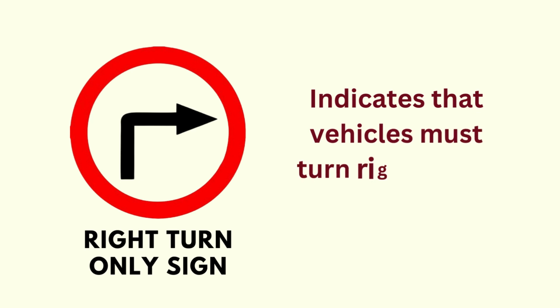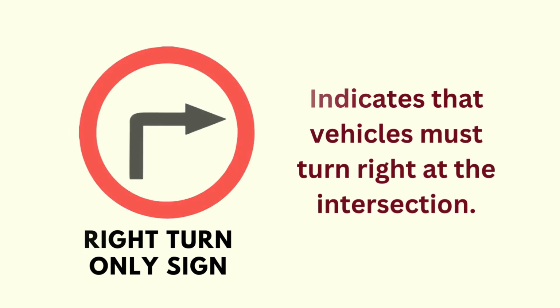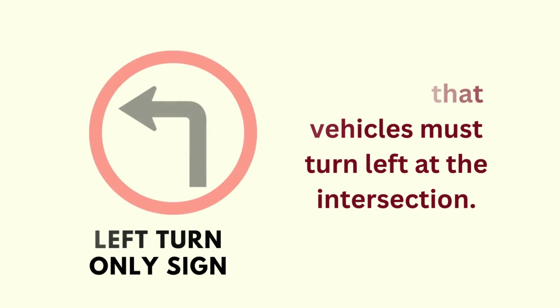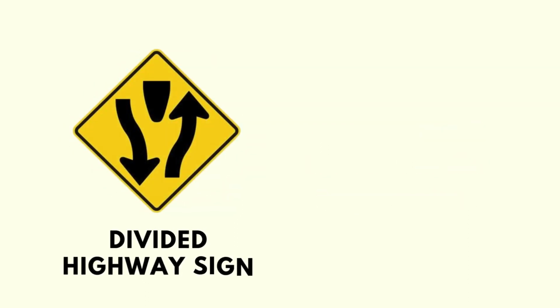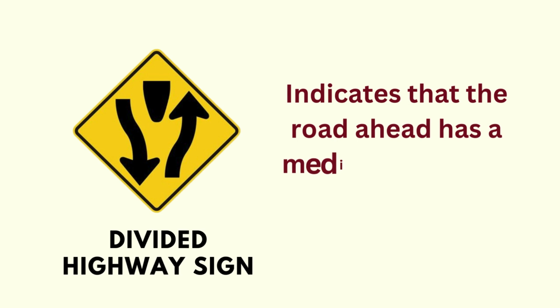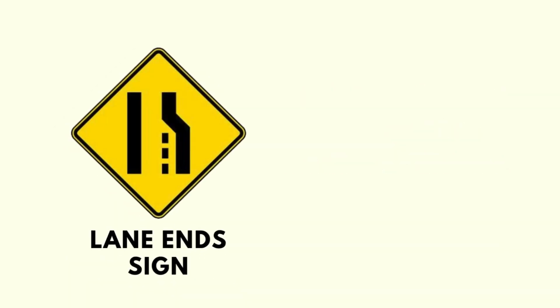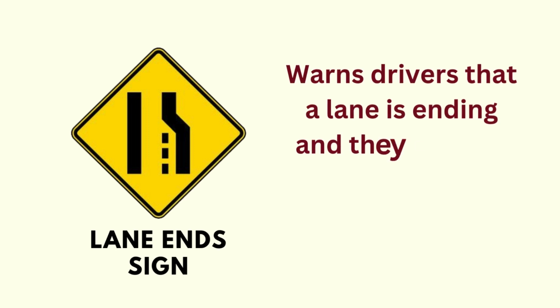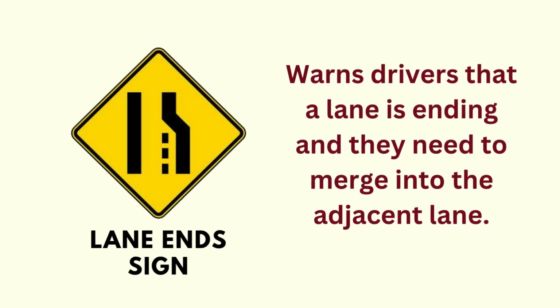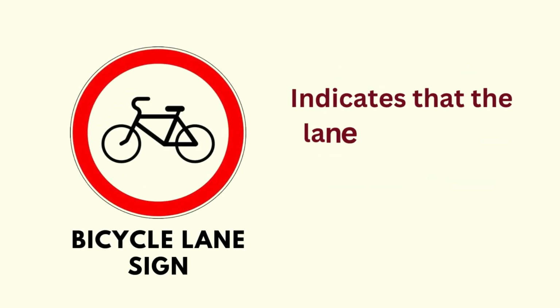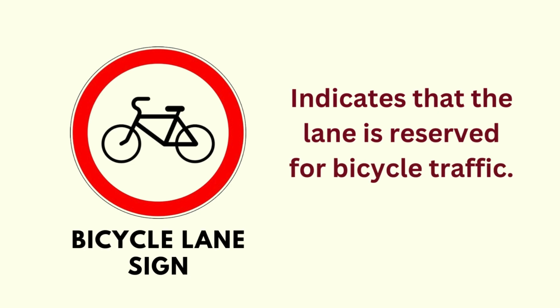Right turn only sign indicates that vehicles must turn right at the intersection. Left turn only sign indicates that vehicles must turn left at the intersection. Divided highway sign indicates that the road ahead has a median or divider. Lane end sign warns drivers that a lane is ending and they need to merge into the adjacent lane. Bicycle lane sign indicates that the lane is reserved for bicycle traffic.